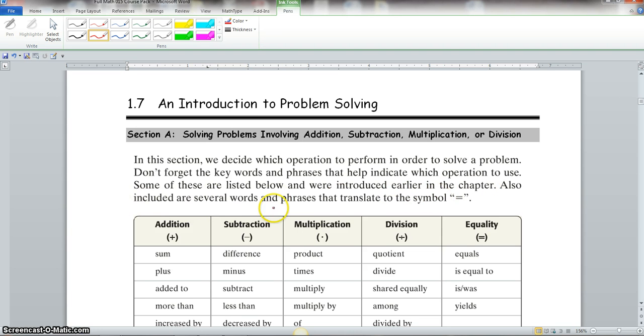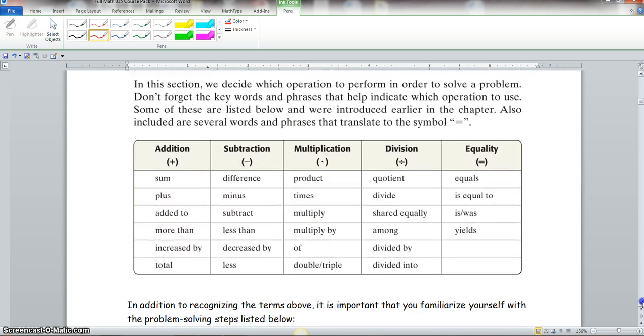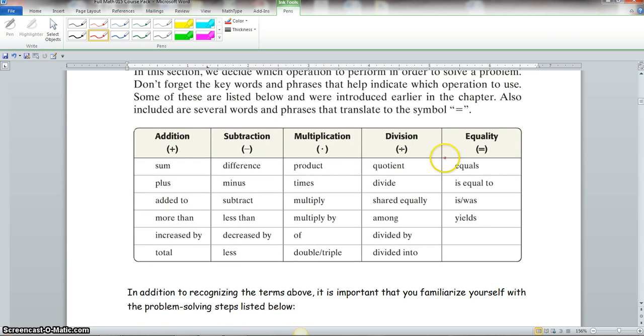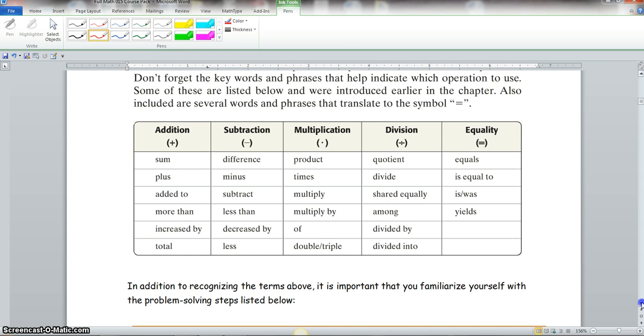Also included are several words and phrases that translate to the symbol equal. Now we have our addition, subtraction, multiplication, division, and equality or equal words that we need to pay close attention to. You can look at these words at your leisure.